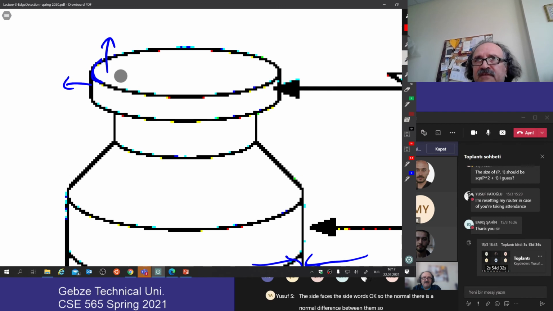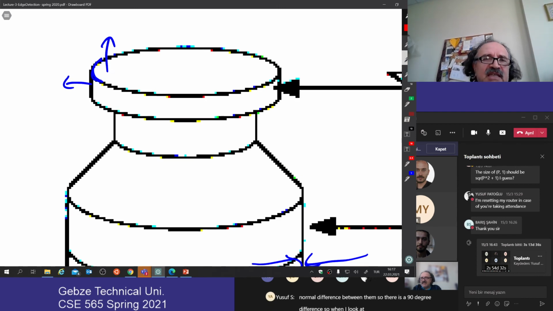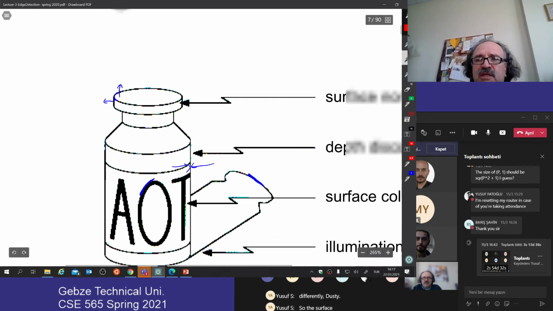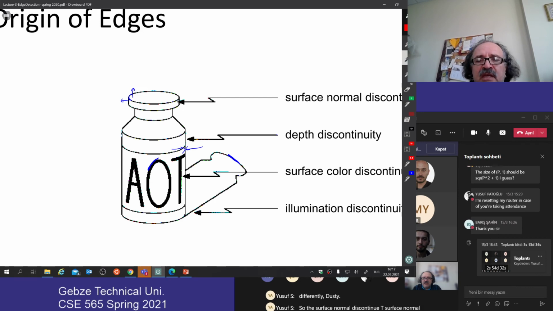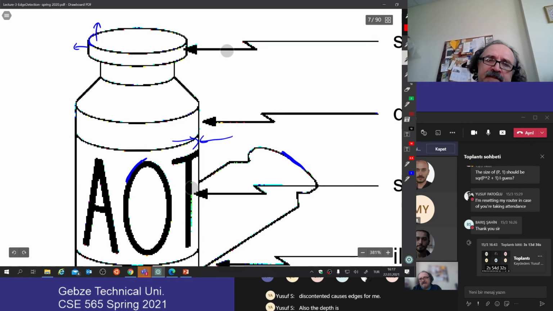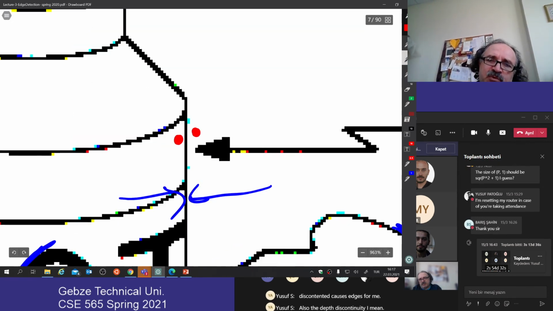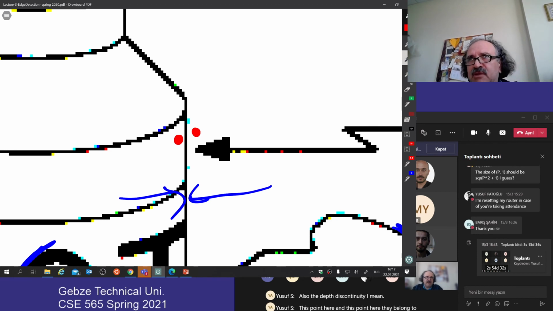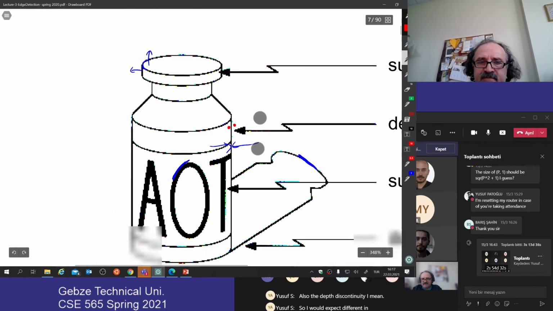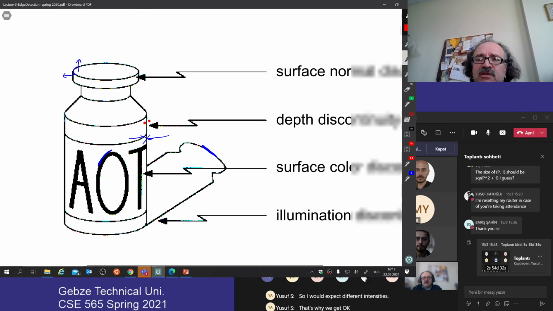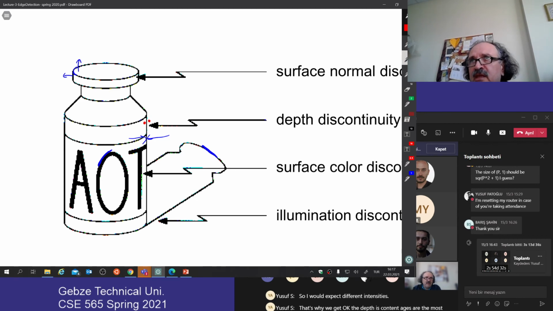So there is a 90-degree difference. When I look at this image, I see different color, different intensity. So the surface normal discontinuity causes edges for me. Also the depth discontinuity: this point here and this point here belong to different depths in the image, so I would expect different intensities. That's what we get. The depth discontinuity edges are the most useful edges for me if I try to do object detection using the edges.